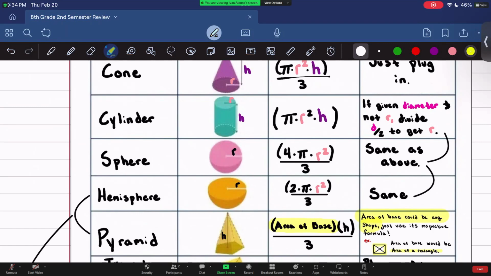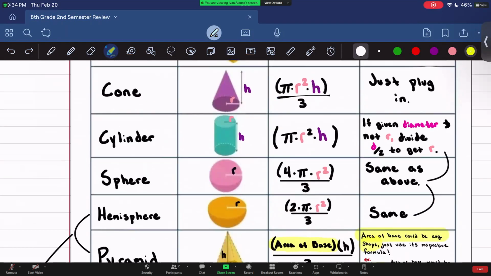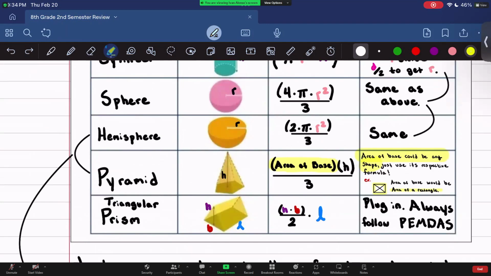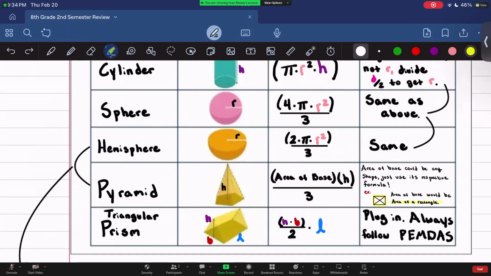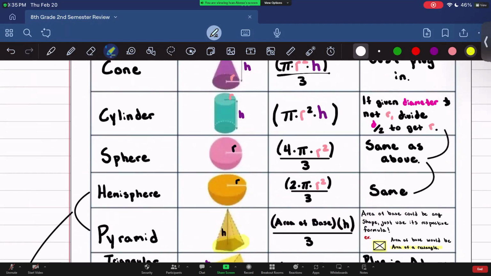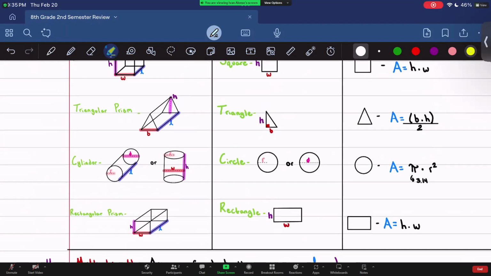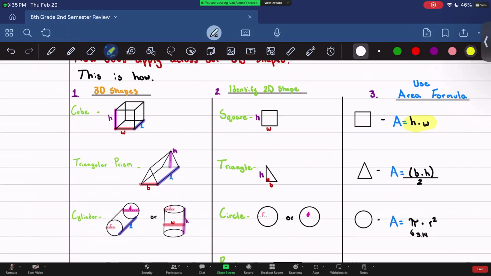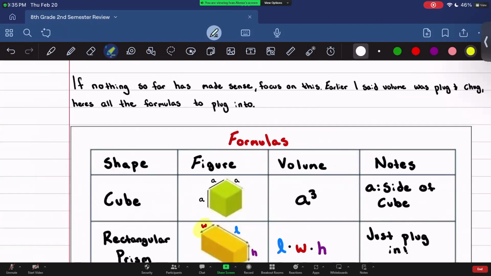So if you had a square base, you would use a squared. That's what you would use for the area of the base. If you had a rectangular prism, you would use the area of a rectangle. If that is confusing, sorry, I didn't really think about how to explain that before I started recording. All I'm saying is that this base right here can be a square or a rectangle, and depending on that, it changes what you plug into the formula, right? If it's a square, you use a squared, and if it's a rectangle, you use height times width.